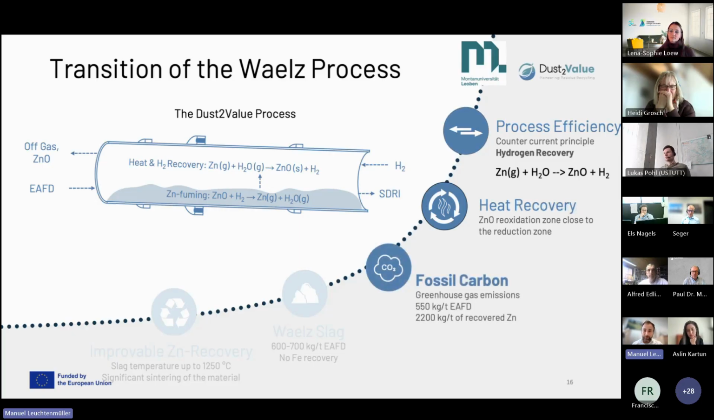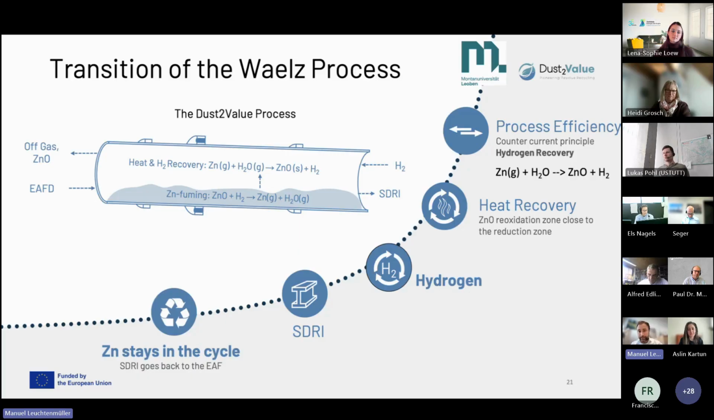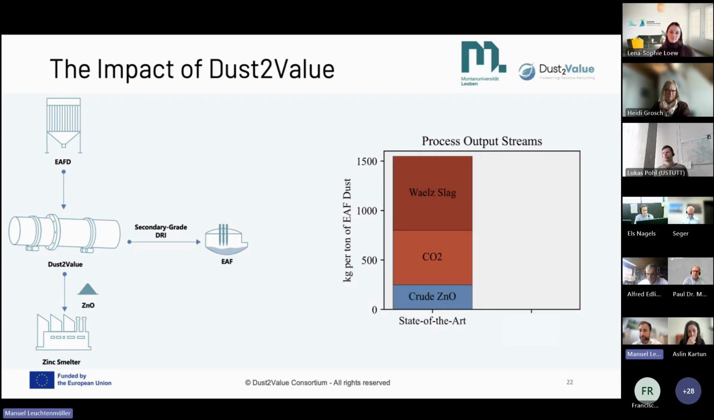We replace the fossil carbon with hydrogen, so there are no direct greenhouse gas emissions. Instead of a Wels slag, we aim to produce a secondary grade DRI. And when we bring this DRI back into the electric arc furnace, all the zinc stays in the cycle and we have no losses of zinc due to landfilling. What does it mean in terms of process output streams? If you look at the state-of-the-art Wels process, you see that there is, compared to the overall mass flow, a relatively small fraction of actual product of crude zinc oxide.